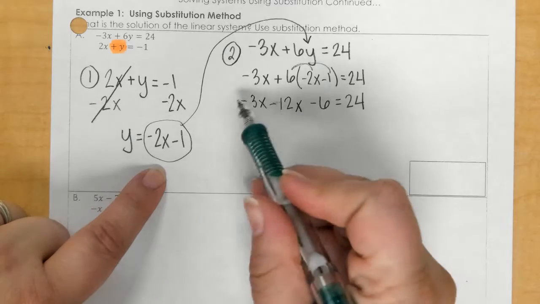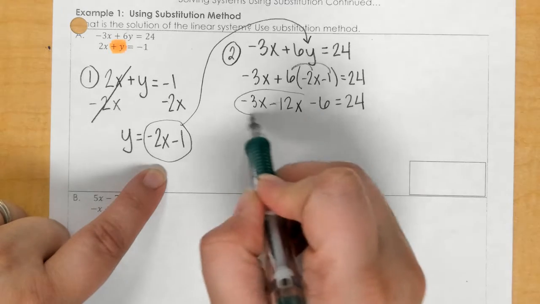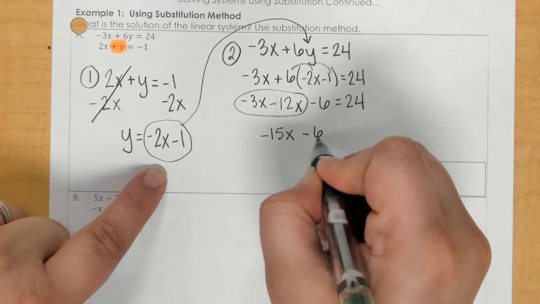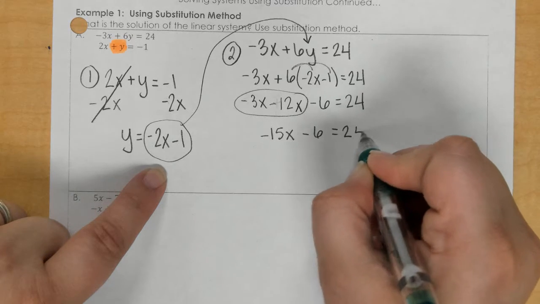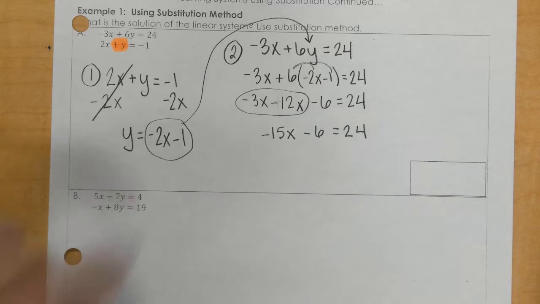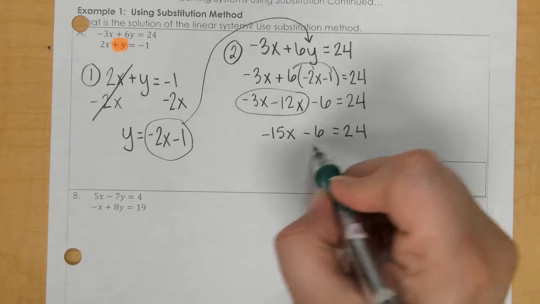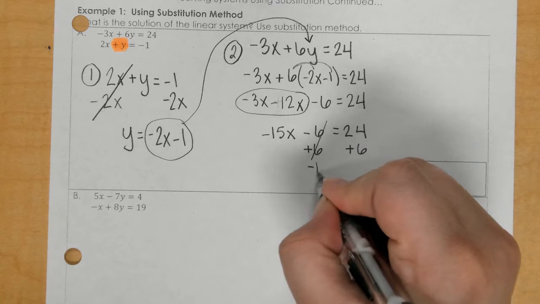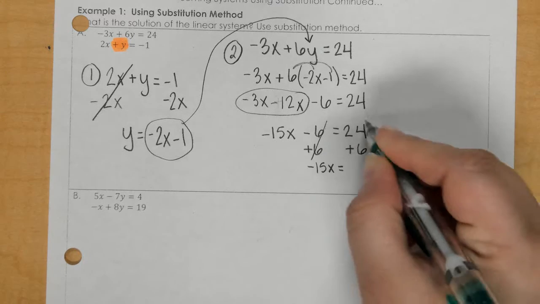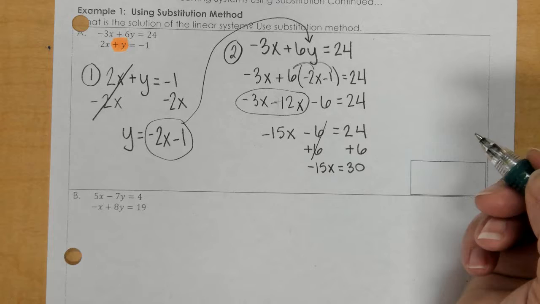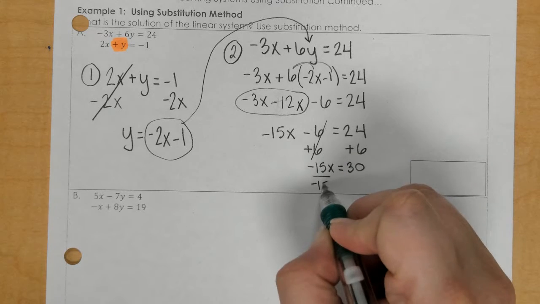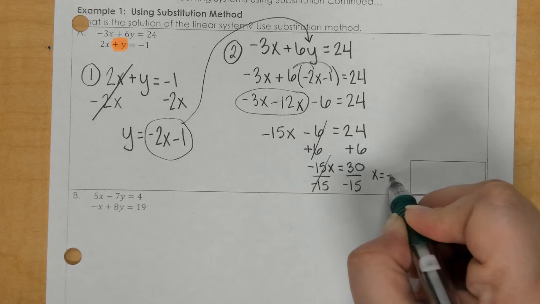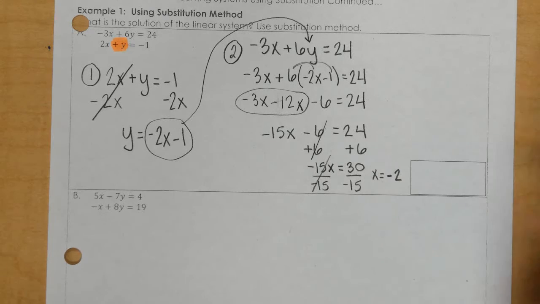Here we can combine like terms on the same side. So that would be negative 15x minus 6 equals 24. Now we're at a two-step equation. So we're going to add 6. We add, we get 30. And if we divide by negative 15, x is negative 2.